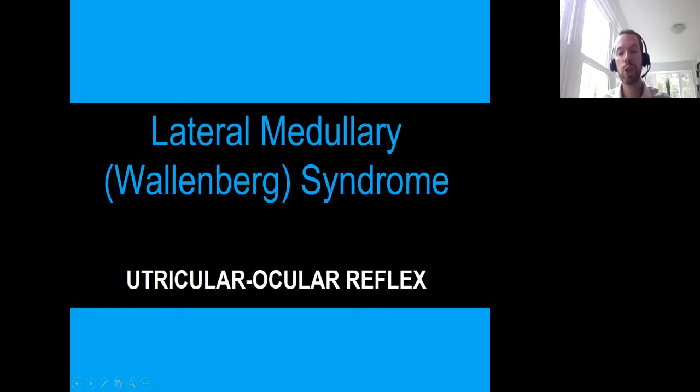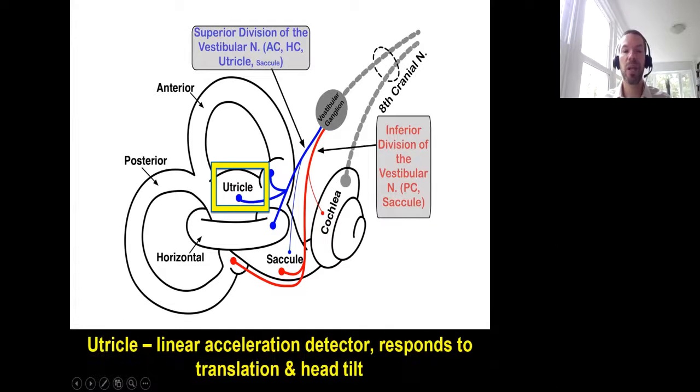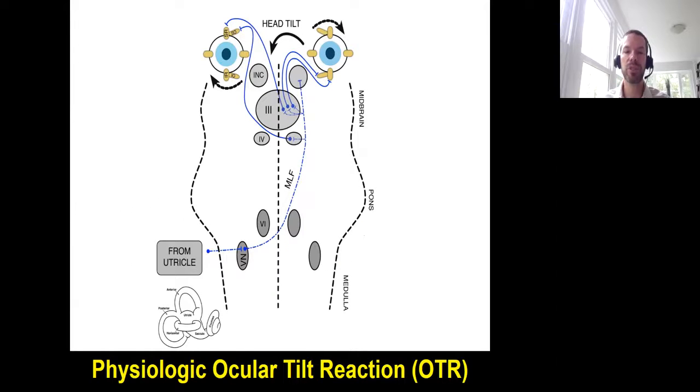So what about the utricle ocular motor reflex, the utricle ocular motor pathway? So here's the labyrinth, here's the utricle. The utricle is innervated by the superior division of the vestibular nerve. It is the linear acceleration detector. It responds to translation, side to side, forward and back, as well as head tilt. We care mainly about its function, its role in head tilt in the example of the skew deviation.